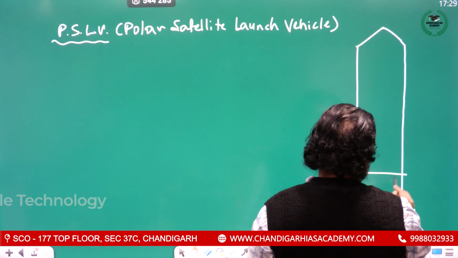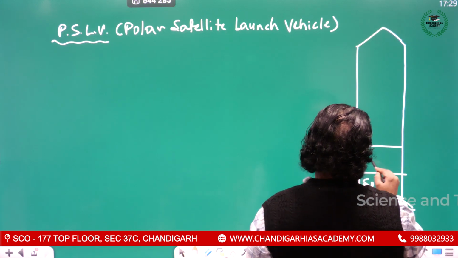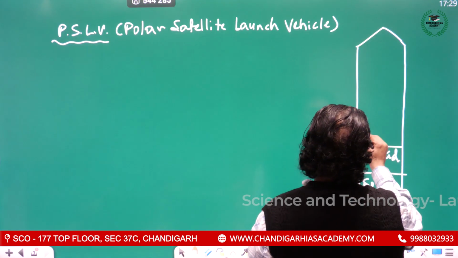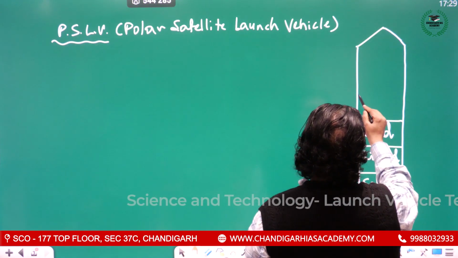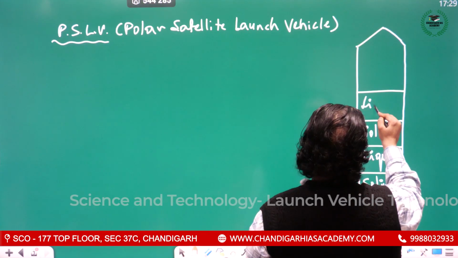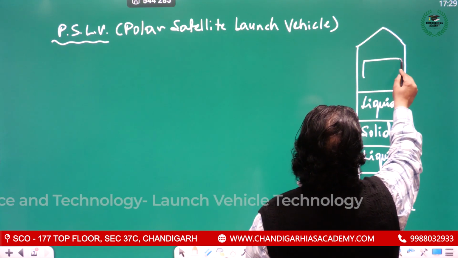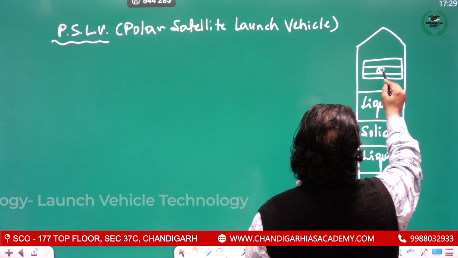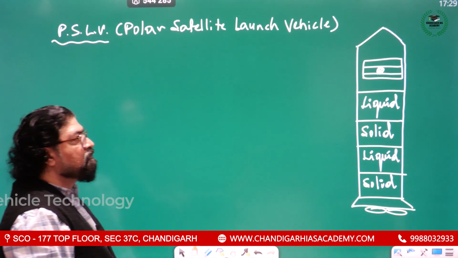Our first stage uses solid fuel. Our second stage is a liquid engine, the Vikas engine. Then again solid, again liquid, and this is where we have our tricolor Tiranga, the box where we keep all the satellites.